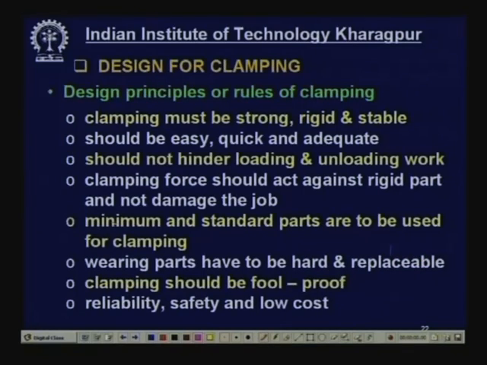Next is minimum and standard parts are to be used for clamping. This is already explained. Wearing parts, the parts which undergo wear and tear because of sliding and pressing, have to be hard, wear resistive and replaceable from time to time. Whenever they wear out sufficiently, they should be replaced. Clamping should be foolproof. Yes, the clamping system should be such that the operator cannot make a mistake, even if he is absent minded or slightly indifferent. Reliability, the work should be done reliably, repeatedly, safely, and the overall cost should not exceed the limit.